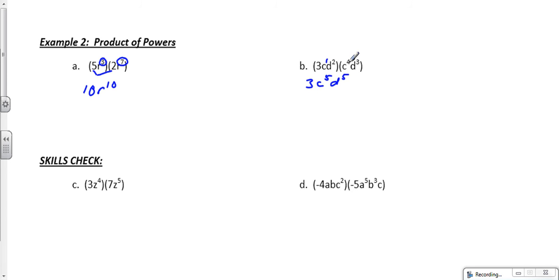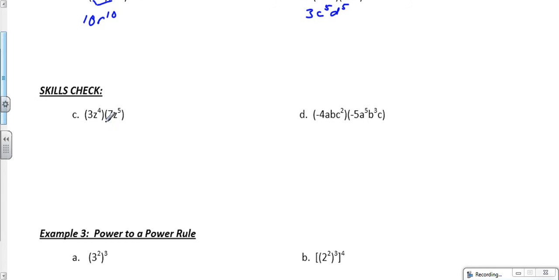Notice I'm only combining exponents with variables that are the same. Here we multiply our constants. We get 21. Z to the 4th, z to the 5th. When we multiply them, we'll add exponents, and we get z to the 9th. Next one, we have -4 times -5 gives us a 20.